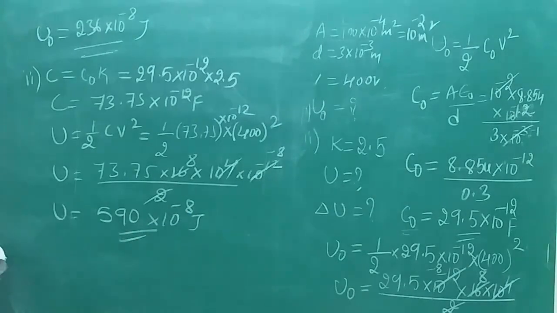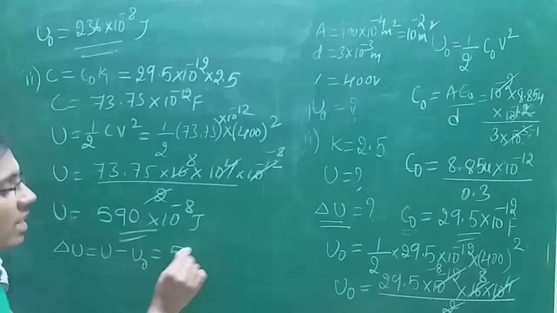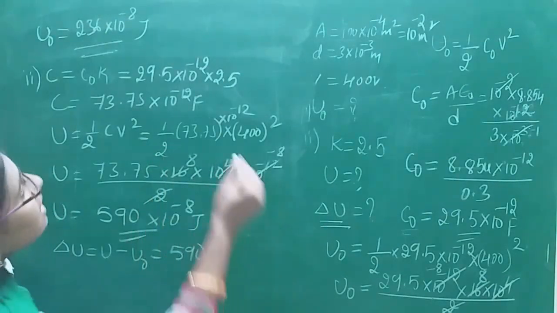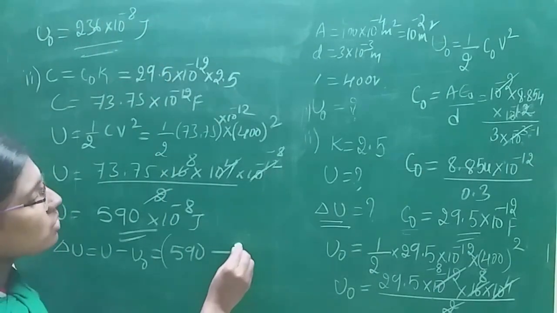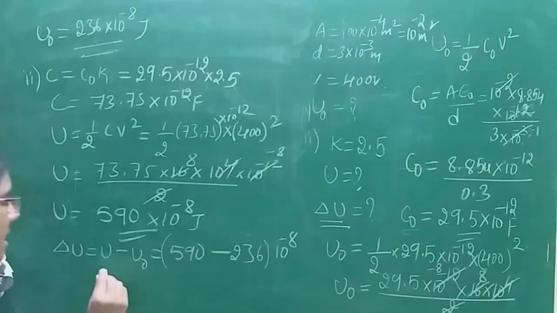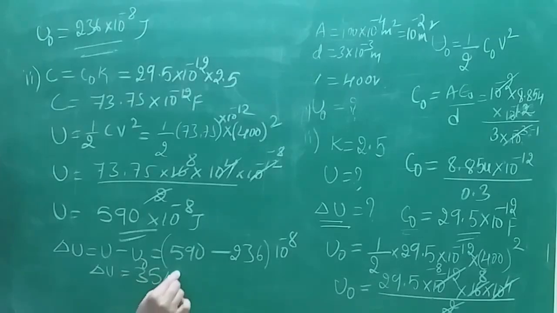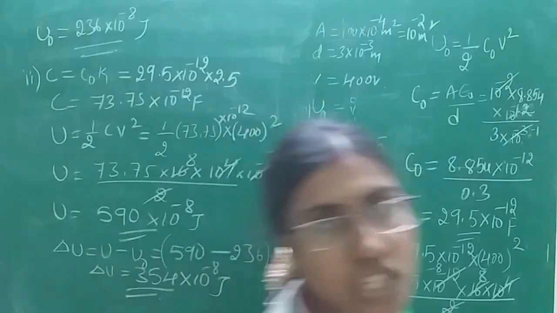They have also asked to calculate the change in the energy stored. Therefore, delta U is equal to U minus U naught, that is 590 into 10 power minus 8 minus 236 into 10 power minus 8. By taking 10 power minus 8 as common, we can write 590 minus 236 into 10 to the power of minus 8. That gives you the delta U value as 354 into 10 to the power of minus 8 joule. This is the change in the energy stored.